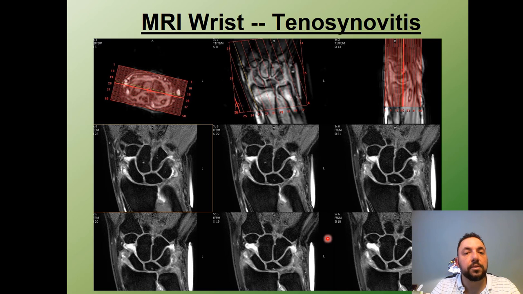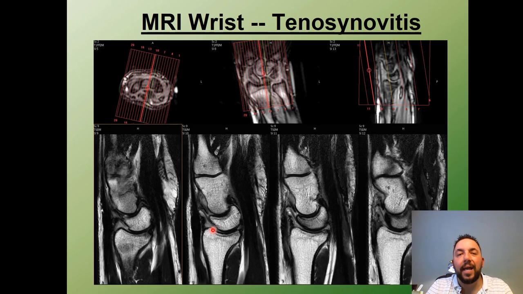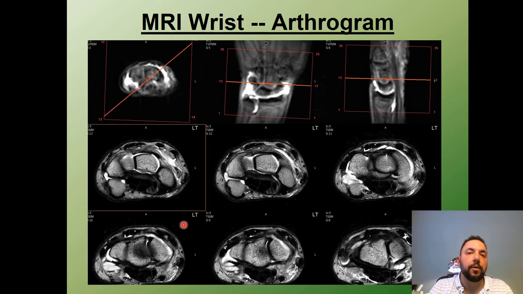3D water sequence, so a chemically selective fat suppressed sequence, really gives excellent bony pathology information as well as good cartilage detail. So a 3D sequence that uses a chemically selective fat suppression pulse, excellent detail throughout the wrist. Sagittal application as well, good sequence. Again, acquired with the smallest field of view possible so that you get the most detail.